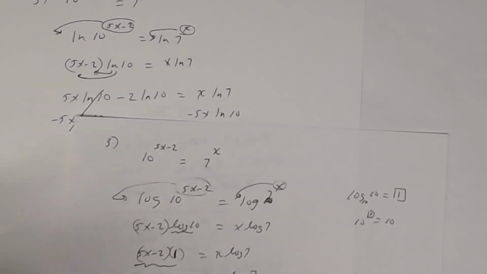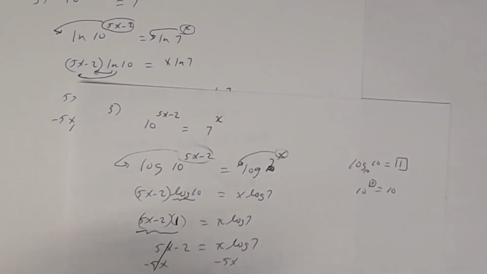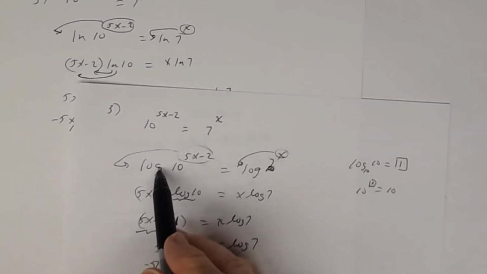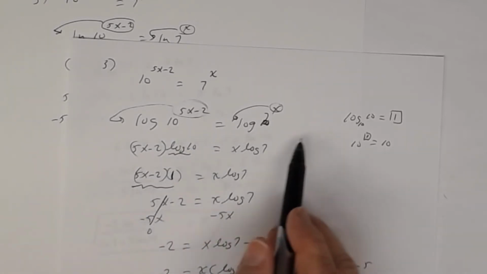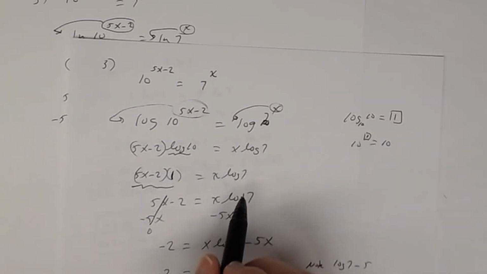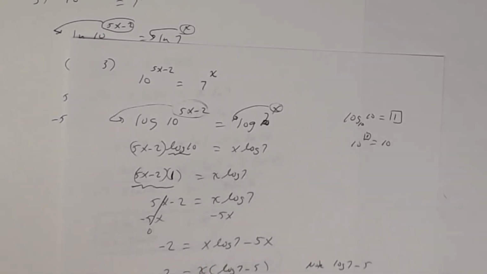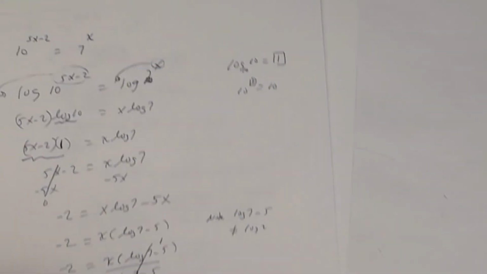All right, so it does not matter whether you take the common log of both sides, or the natural log of both sides. But since the base was 10, it makes life so much easier if you take the common logarithm, because then you can use this property right here. The log of 10 is equal to 1. Okay, let's look at number 4.